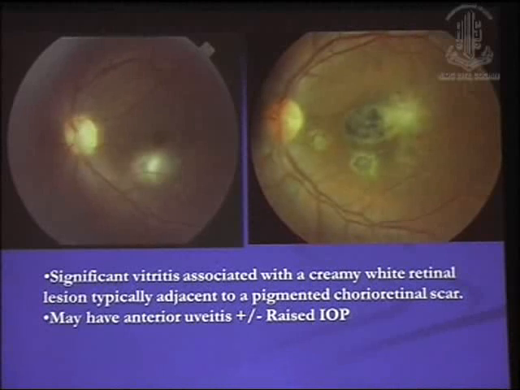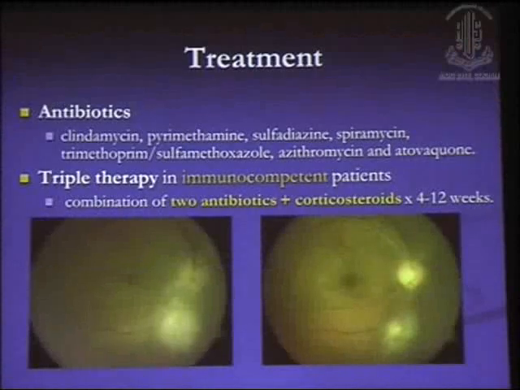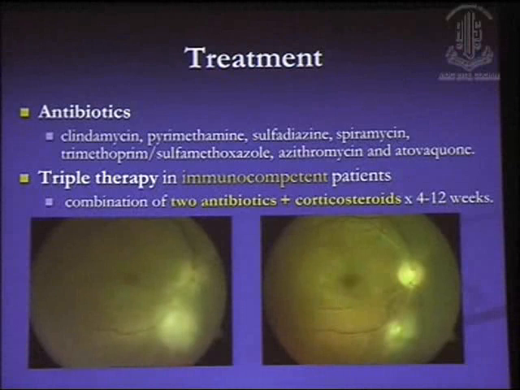Some of these patients have anterior uveitis with raised intraocular pressure, which is why it's very important in all cases of anterior uveitis to take a good look at the fundus. Sometimes there's just one focus somewhere in the periphery, and if you miss that and only treat the anterior uveitis, you're never going to have a resolution of the problem.